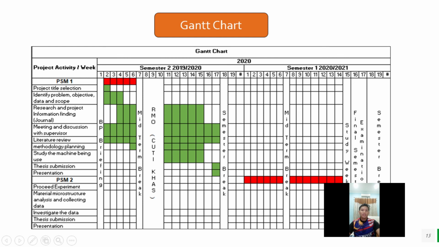For the meeting and discussion, for the whole semester I kept in touch with my supervisor, even in our condition of facing COVID-19. We went through with online discussion. The literature review took me a whole semester, as I kept studying for my research purpose. Next, the study about the machine took me about 5 weeks, beginning with finding the location of the machine and understanding the method and the process. Lastly, on week 17, all students need to submit the thesis and make a presentation.